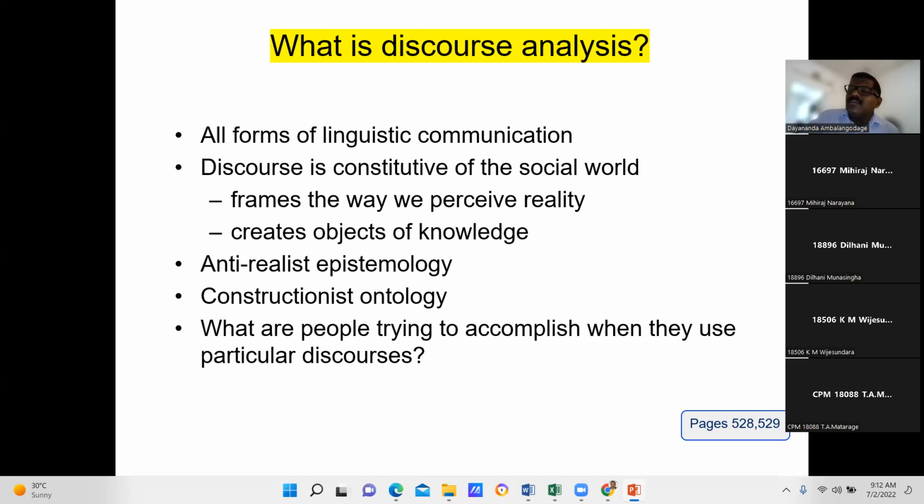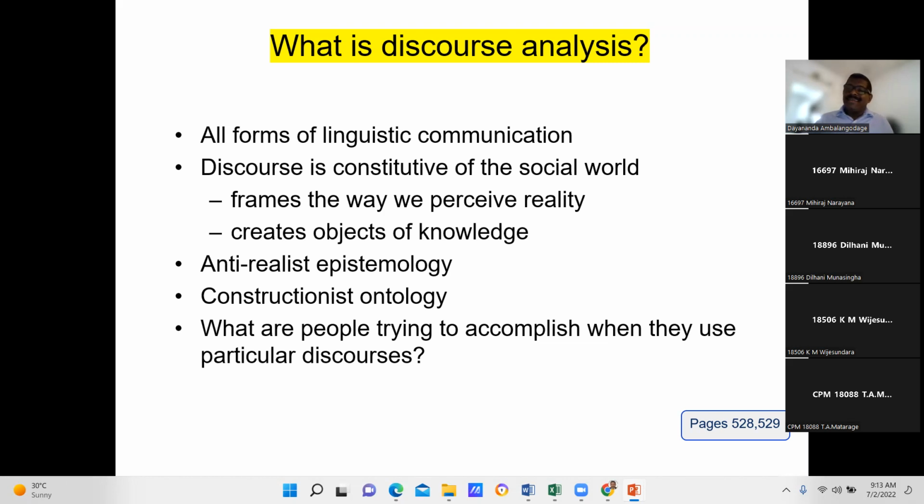It creates objects of knowledge. So anti-realistic epistemology means we don't think that there is only one reality out there that we can capture. That is realism. Anti-realism means reality is multiple. There are multiple realities and we cannot really take it as an object item. The reality depends on how we perceive it. How do we look at the corruption and the deals in this country?